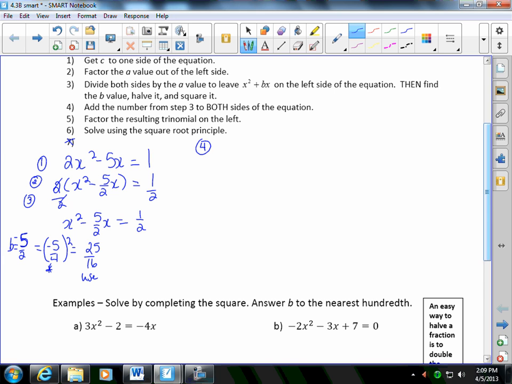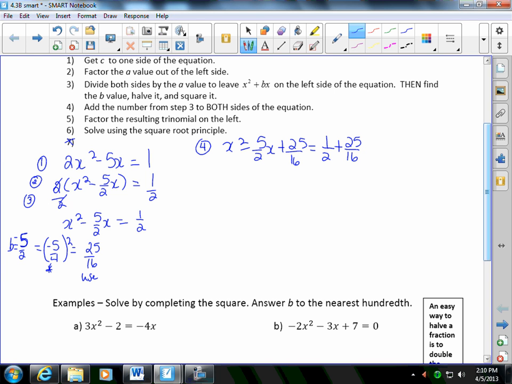So step 4 says to add the number from step 3 to both sides of the equation. So that value I add to both sides. So I have x squared minus 5 over 2x plus 25 over 16 equals 1/2 plus 25 over 16. So remember, because I've put it on the right side of the equation, instead of subtracting 25 over 16, I add 25 over 16.